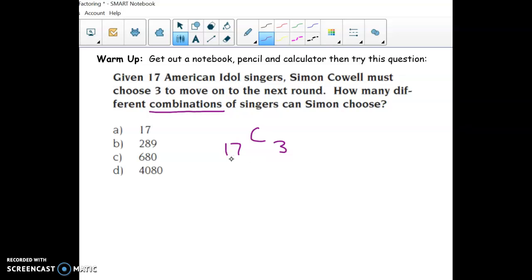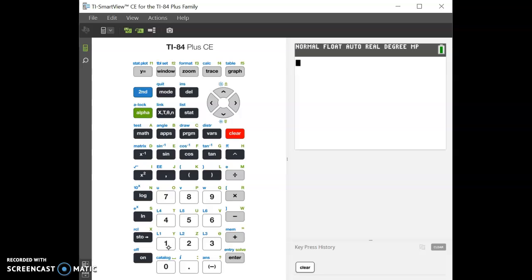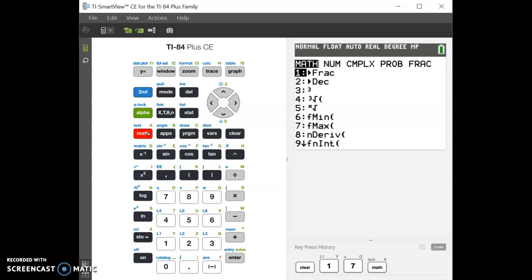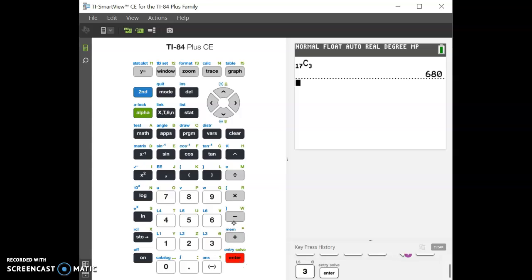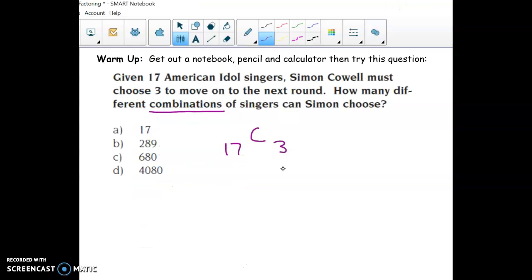So it's 17 C3, and if you want to see that on your calculator, if you forgot how to do that, you got to type the 17 first and then go into math, and then go over to probability. There's your permutations and combinations. So we're doing the order does not matter combinations. And so 3 are advancing. So 17 C3, and we get 680 as our answer.